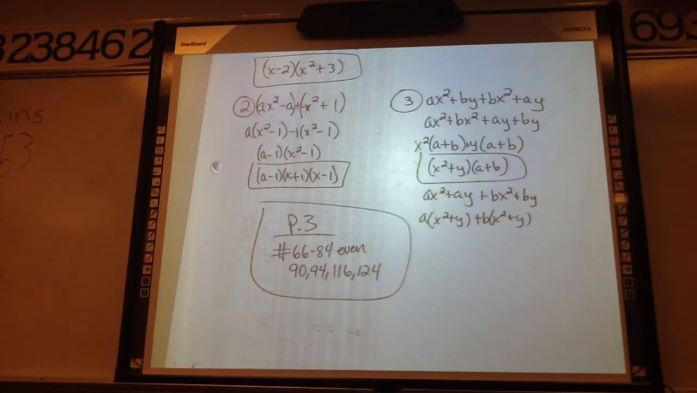And now I know how to do the difference of two cubes. I never actually checked it, so that's it. Adam, you thought it was this.